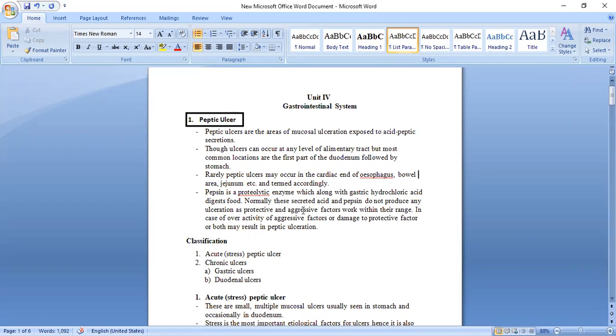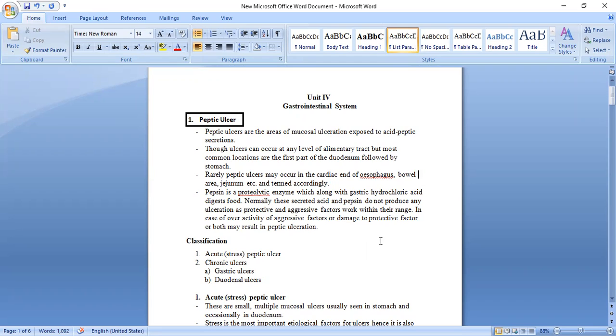Actually, normally it secretes acid within the limit, and it secretes pepsin within the limit. Then there is no production of any ulceration, as protective and aggressive factors work within their range. Both types are there, protective and aggressive factors, but they work hand in hand, not too much and not too little, isn't it? Within the limit, there is no problem of ulceration.